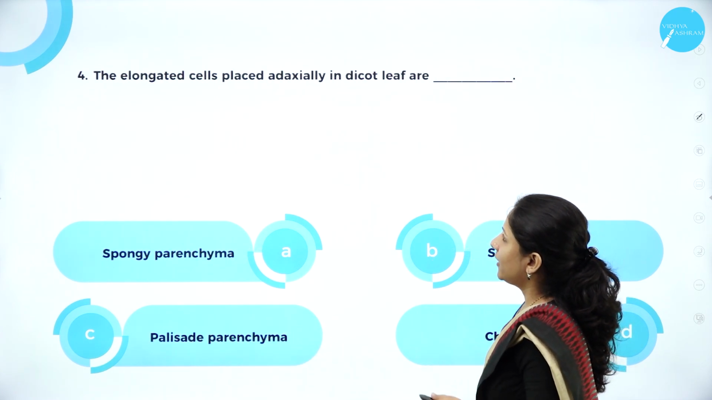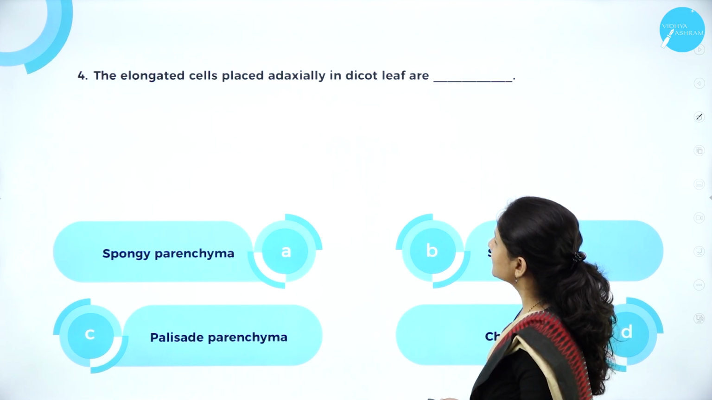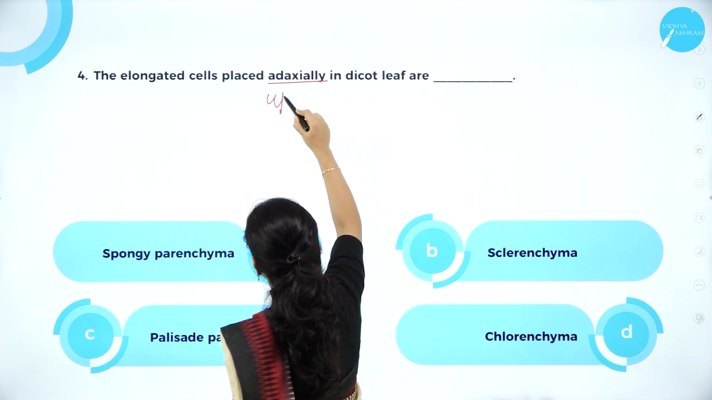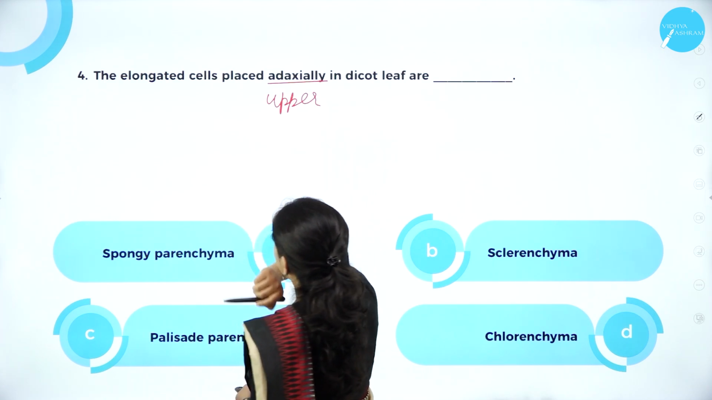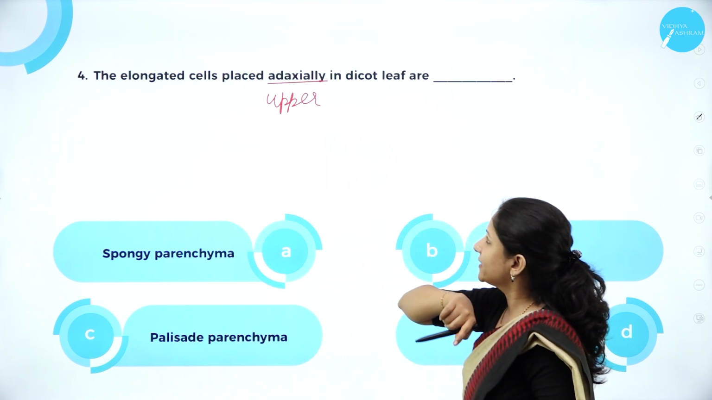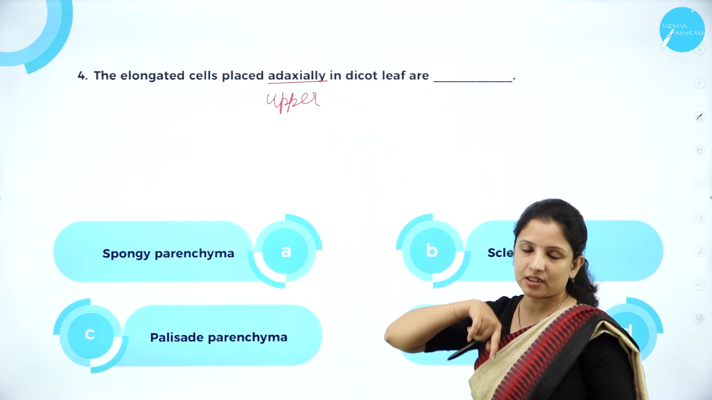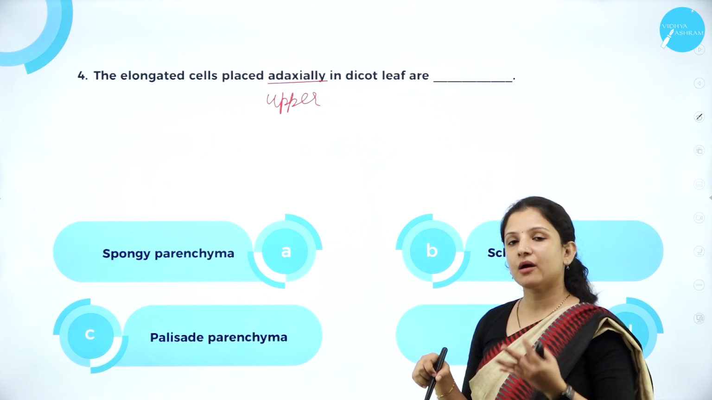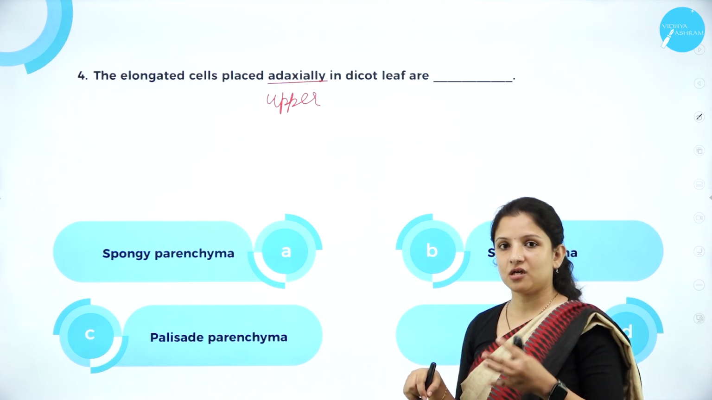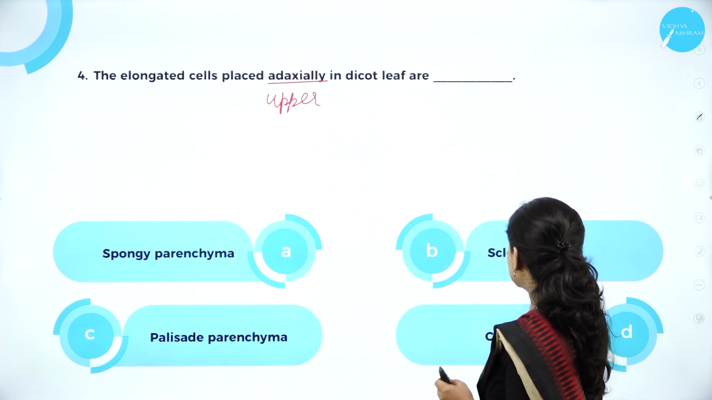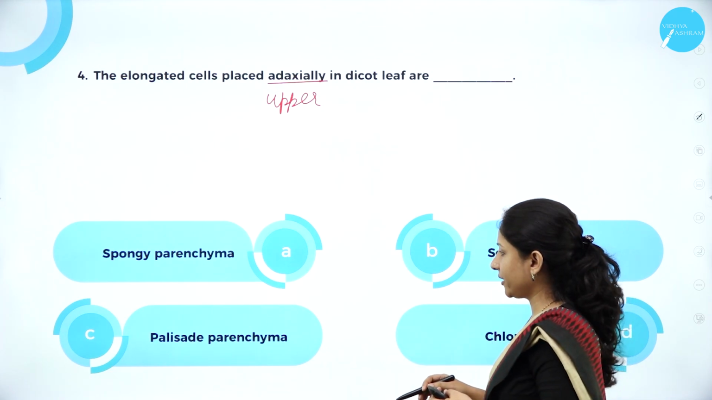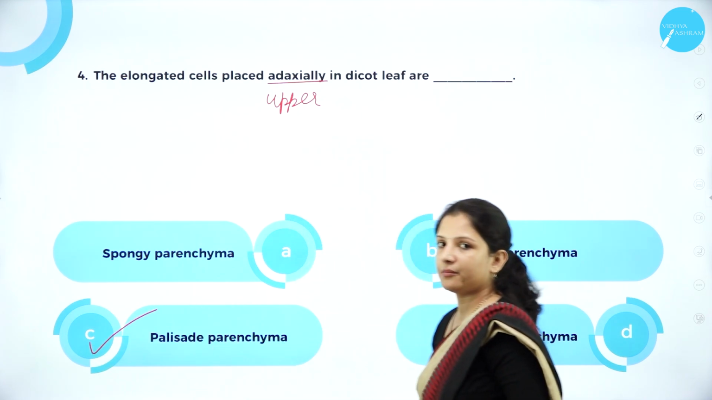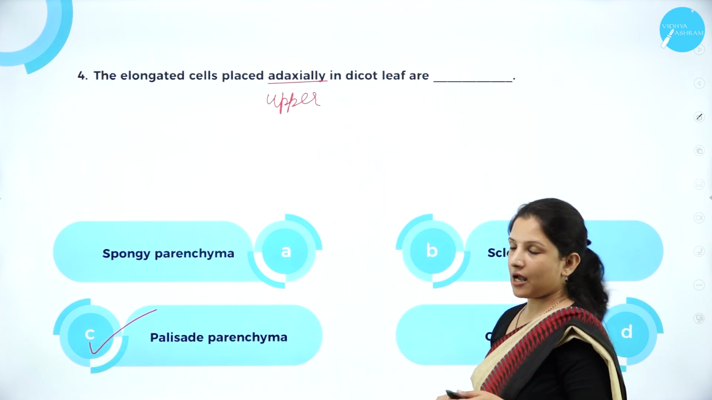Next question, the elongated cells placed adaxially in dicot leaf. So adaxially means upper. Or the question can be, the elongated cells placed towards the upper epidermis in the dicot leaf are spongy parenchyma. No, spongy parenchyma are placed towards the abaxial epidermis or towards the lower epidermis. Sclerenchyma, they do not have sclerenchyma at all. Palisade parenchyma, yes, it is palisade parenchyma. So option C is the right answer.